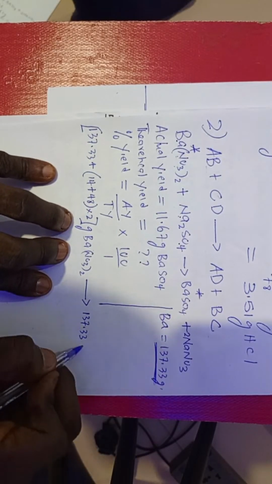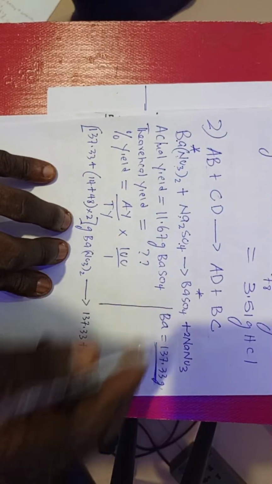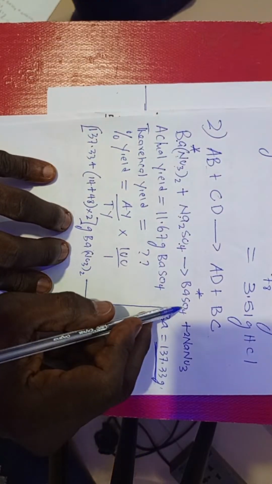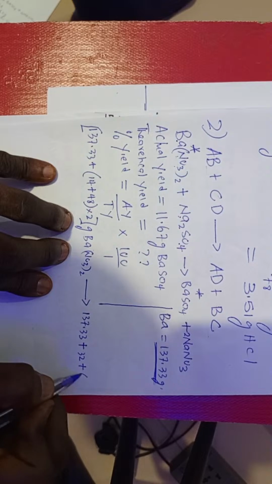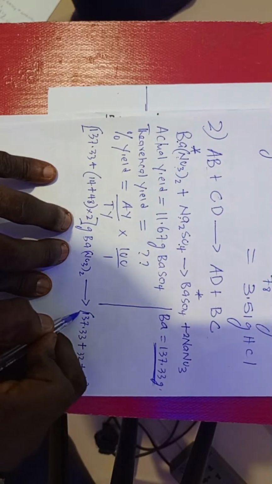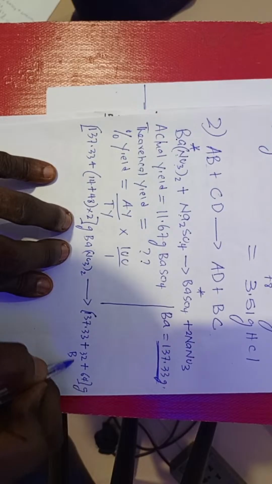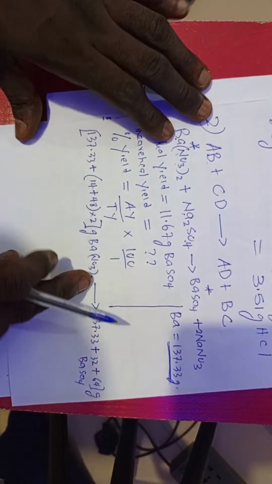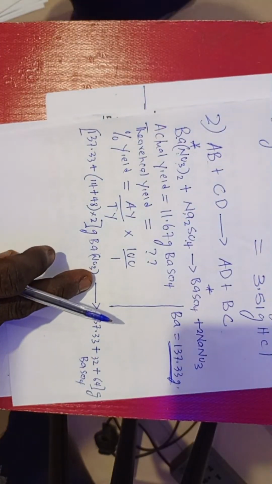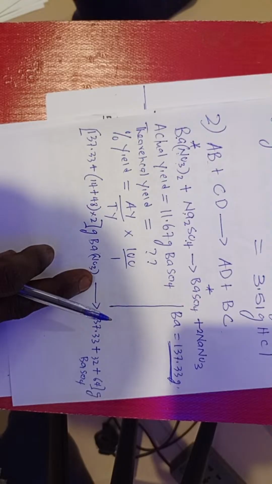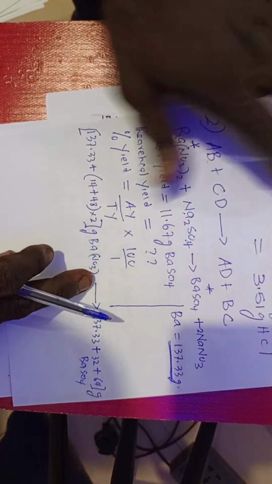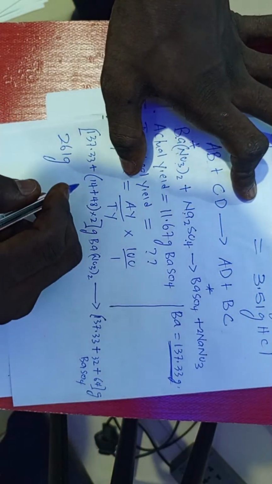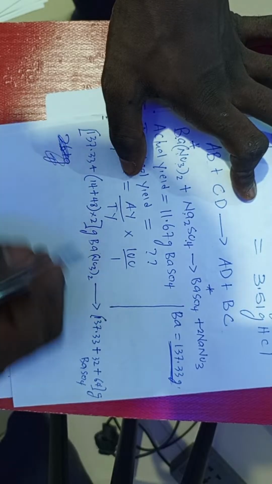137.33 plus sulfur is 32 plus oxygen is 16, multiplied by 4 gives me 64. So everything here is in grams of BaSO4. All right, so let's do this together. From this, we have that 261 grams. Oh, sorry, I missed the decimal.